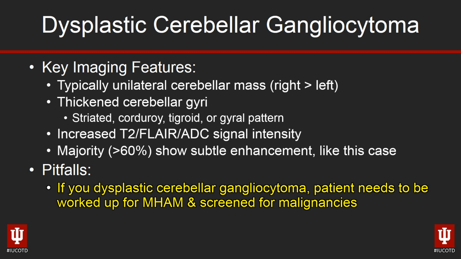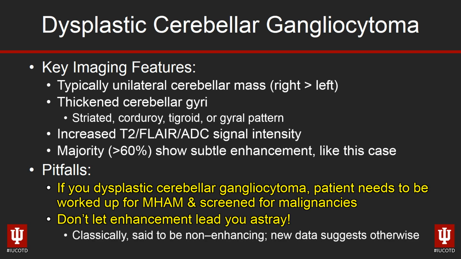If you see a dysplastic cerebellar gangliocytoma, the patient really needs to get worked up for multiple hamartoma or Cowden syndrome, and especially they need to be screened for malignancies because of the high risk of both of those things occurring in this patient population. And again, I want to stress, don't let the contrast enhancement lead you astray.